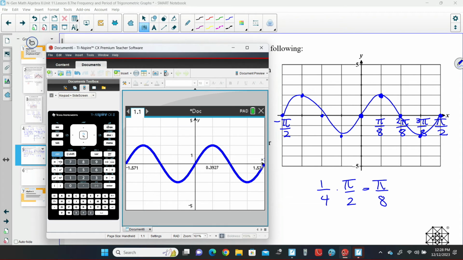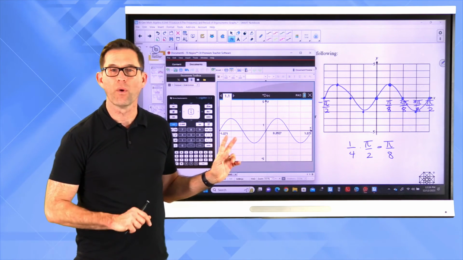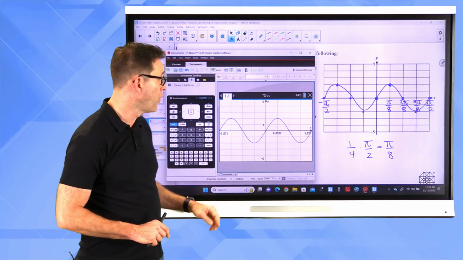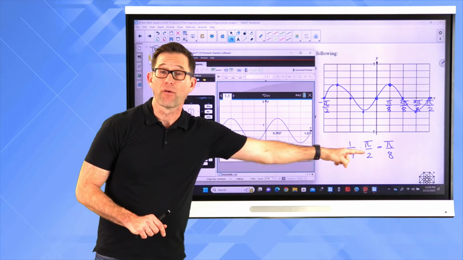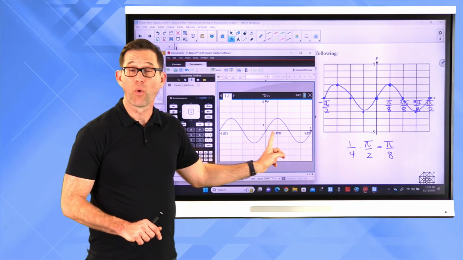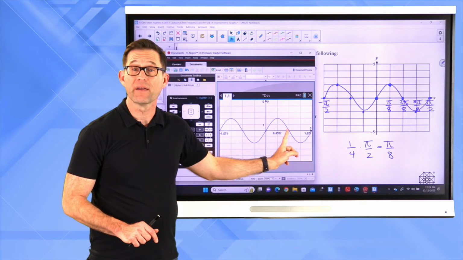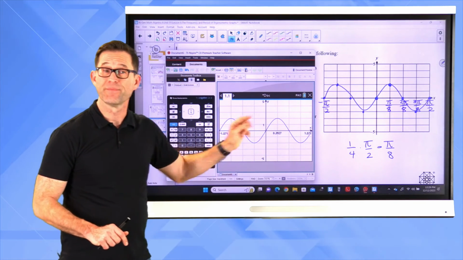And there I have it, right? So I've gone from negative pi over 2, negative 1.571, to positive pi over 2, positive 1.571. And because I put my x scale in at pi over 8, it's now showing me I've got my peak 1/4 of a cycle past the midline. Then I'm back to my midline, then I'm to my low, then I'm back to my midline and reversing.